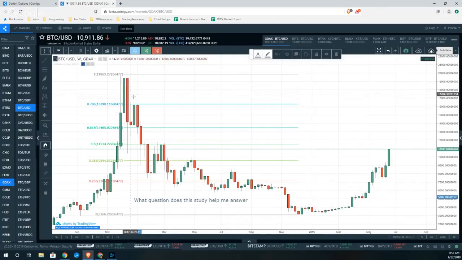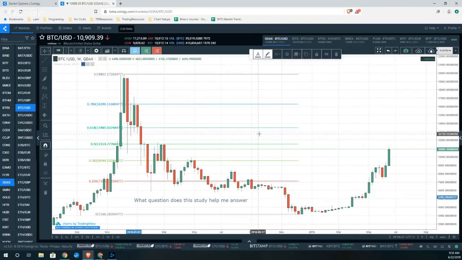In essence, this study is to help us understand what percentage of this down move the market is likely to take back. So if I look at these numbers and keep this question in mind, what this study is saying is that this is 23.6% of that move. This is 38.2% of that entire move. This is 50%, 61.8%, and 78.6% of this entire move.